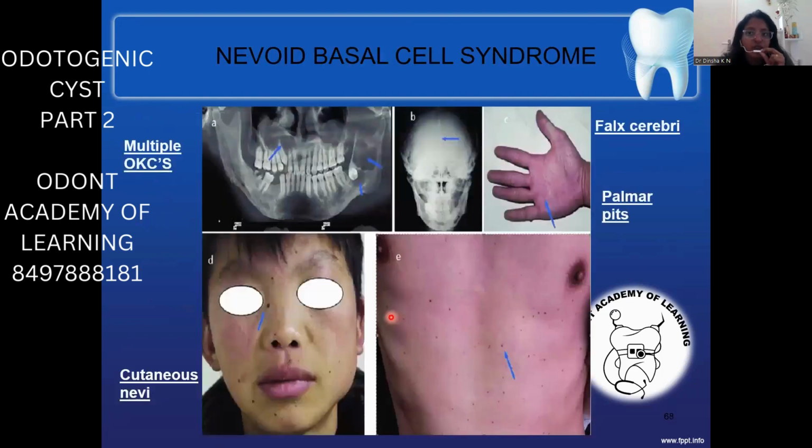So this is a nevoid basal cell carcinoma, wherein the patient will have multiple OKCs with falx cerebri calcification and palmar pits, and you can see a lot of cutaneous nevi over the patient's skin.